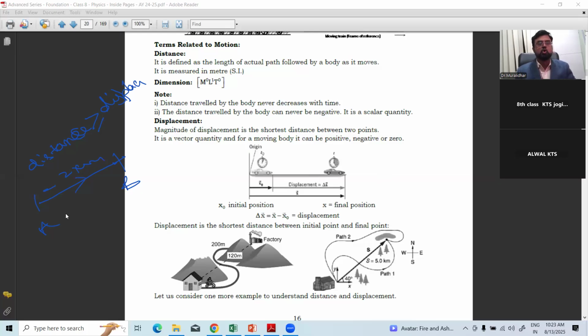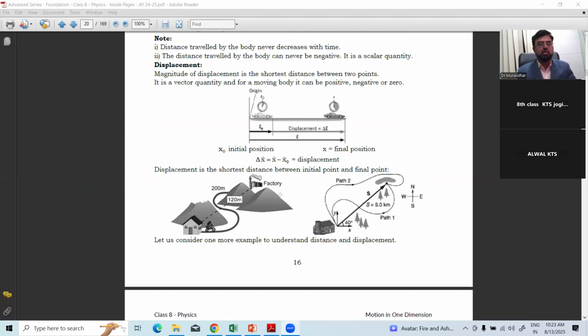Okay? You can see so many examples are given here. You can see the diagram. A body, a cyclist, is coming from here and moving to many places. So he comes like this and moves here 200 meters. But the actual displacement is this, 120 only. The shortest distance is 120. The actual path is 200 meters.